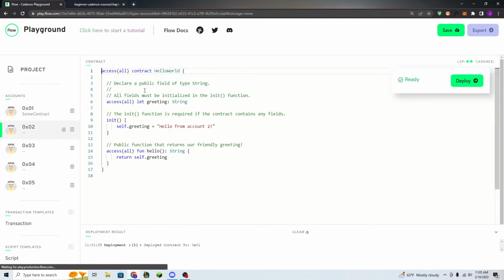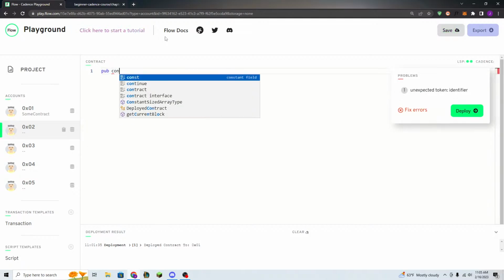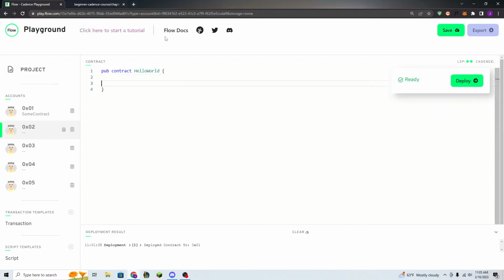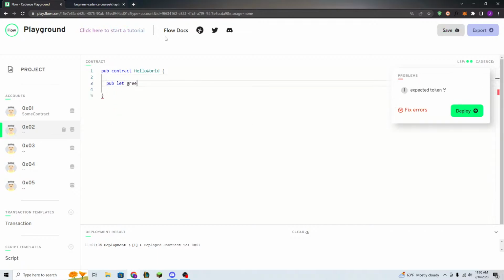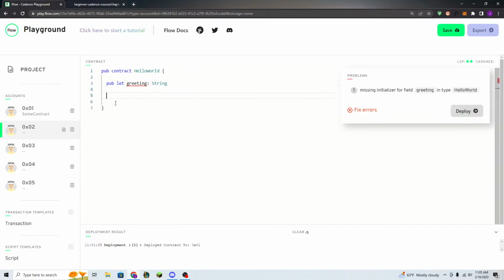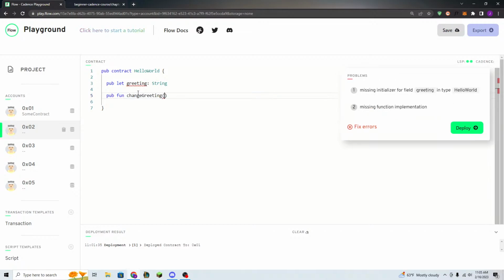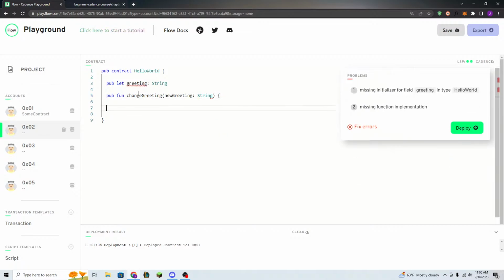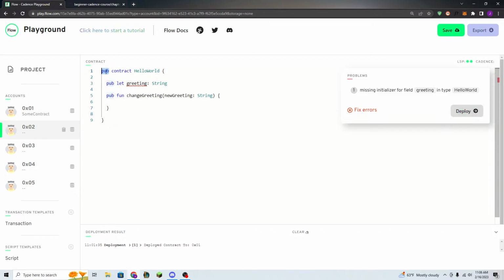So in a normal contract, right? When we had Hello World, usually you have variables like this. You have pub let greeting be a string, and then you initialize it, right? I'm not going to actually initialize it, but you initialize it here. Then you also have a pub function change greeting, and you pass in a new greeting that's a string, and then it does some stuff, right? Well, all of these things that you're seeing here, pub, these are what's called access modifiers.